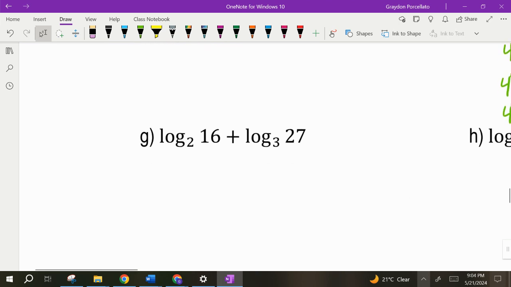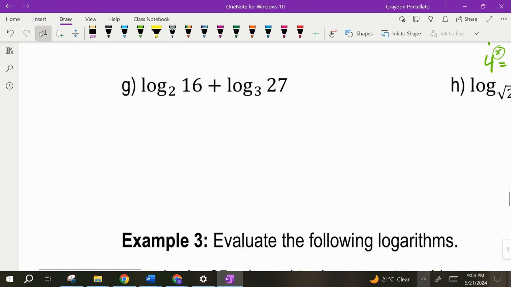Okay, let's try this one. Here, we're just going to work with each of these two logs and then add them together. So log of 2 base 16. So this one is 2 to the power of what? 2 to the power of x equals 16. Well, we know that 2 to the power of 4 gives me 16.